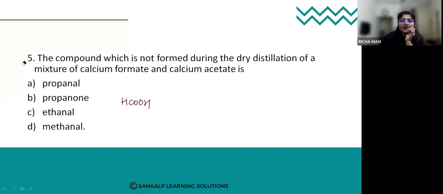Now, one of the hydrogens is replaced by what? It is replaced by your calcium. Now calcium is plus 2, so this also should be 2. So this is calcium formate.